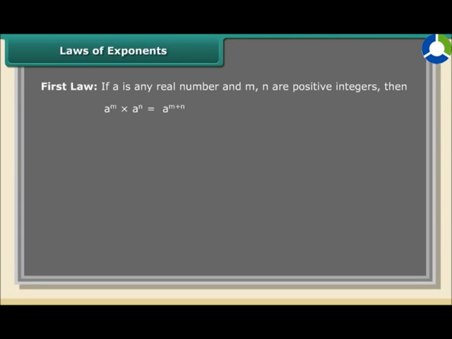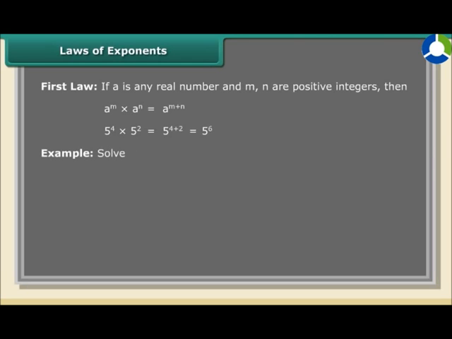Laws of exponents. First law: if a is any real number and m, n are positive integers, then a raised to the power m into a raised to the power n is equal to a raised to the power m plus n. For example, 5 raised to the power 4 into 5 raised to the power 2 is equal to 5 raised to the power 4 plus 2, which equals 5 raised to the power 6.